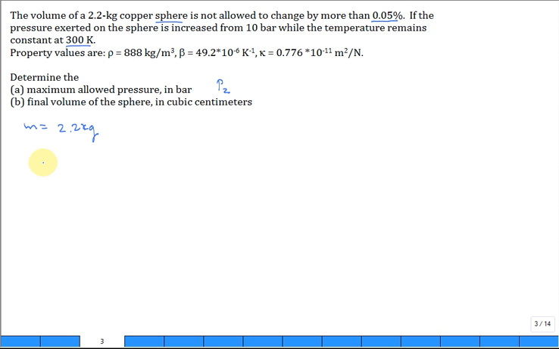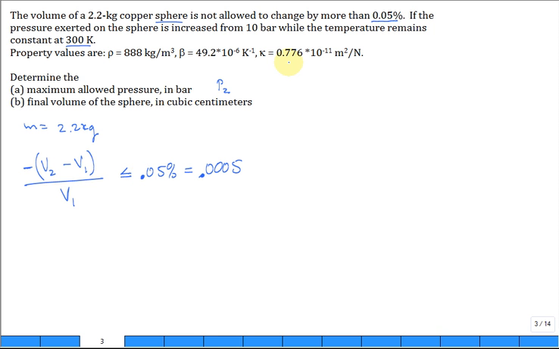So the final volume compared to the initial volume, first of all, that's going to be a negative quantity, right? The final volume minus the initial volume will be negative. So we'll put a negative in front of that to make it a positive volume change. And we normalize it by the initial volume. And we want that to be less than or equal to 0.05%, which is equal to 0.0005, turning it from a percentage into a fraction.